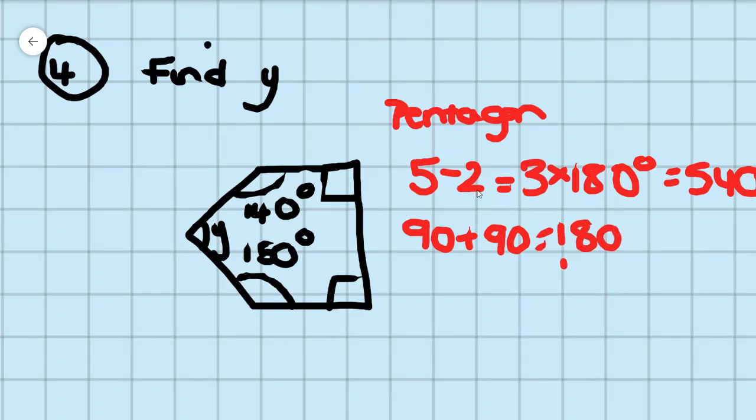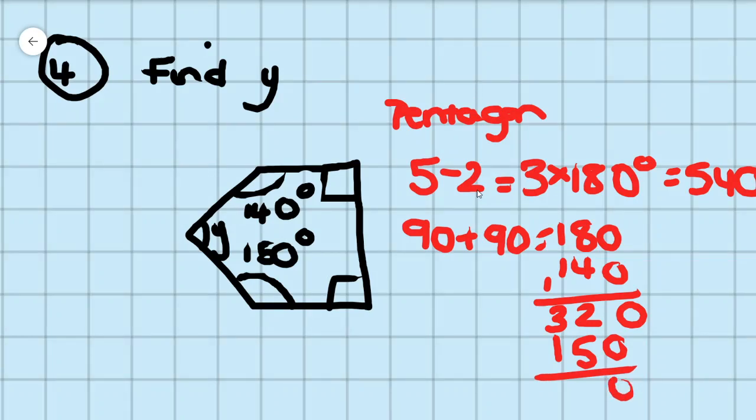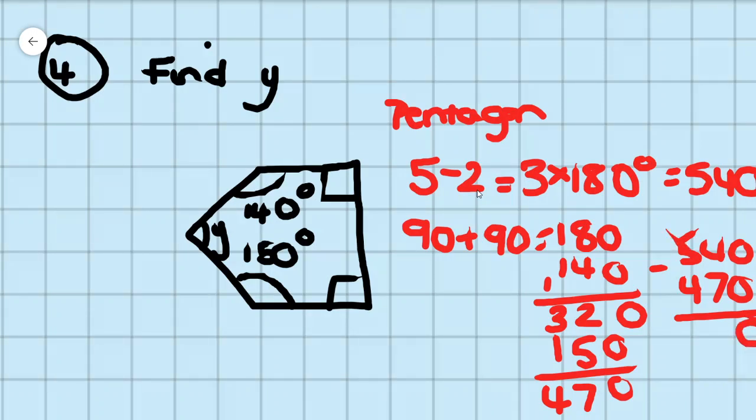I'm adding on to that 140. So that's 320. And then I'm adding on to that 150. So 470 is what they total. They need to make 540. So if I subtract 470 from 540, I'll get 70 degrees. So y equals 70.